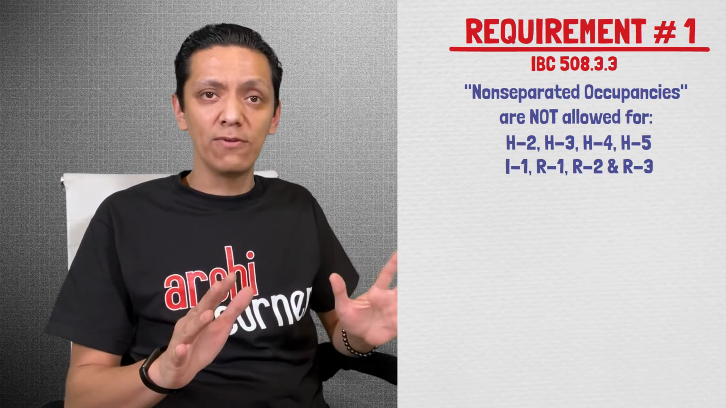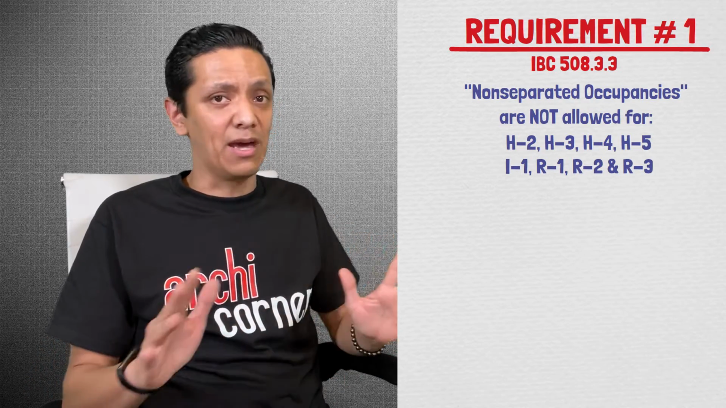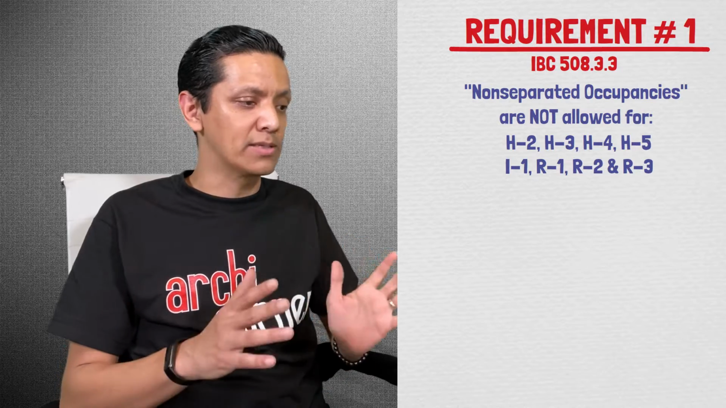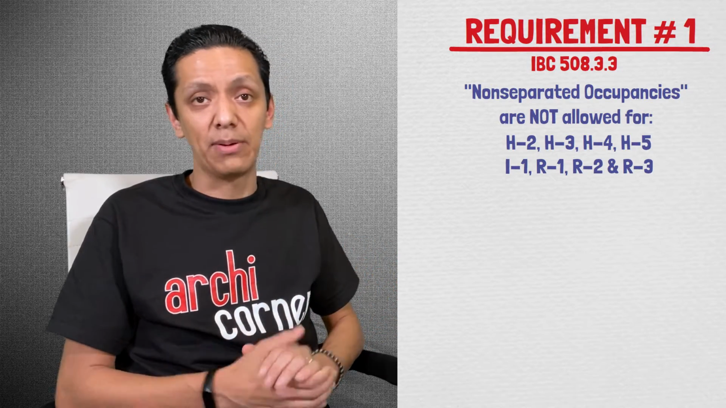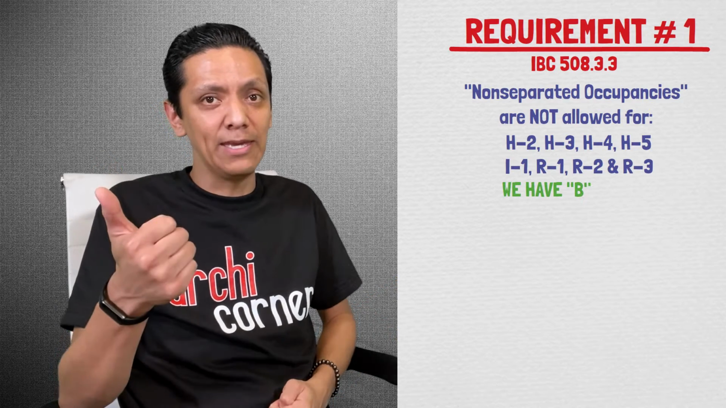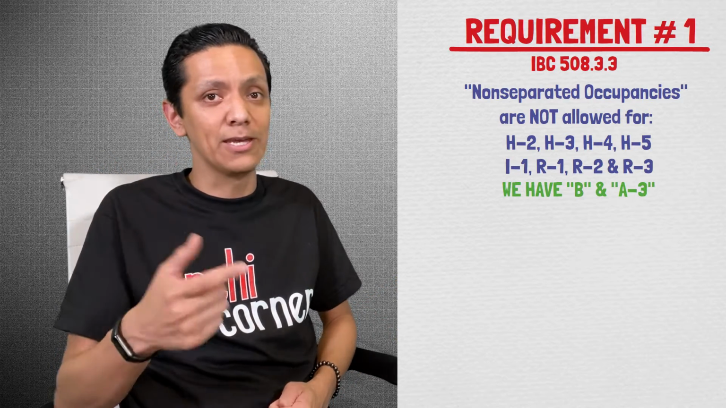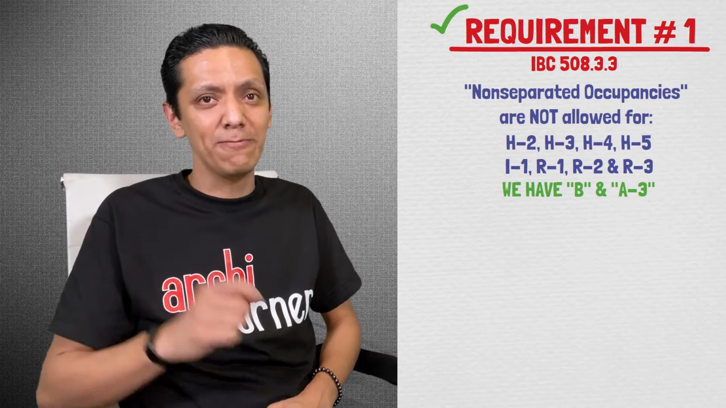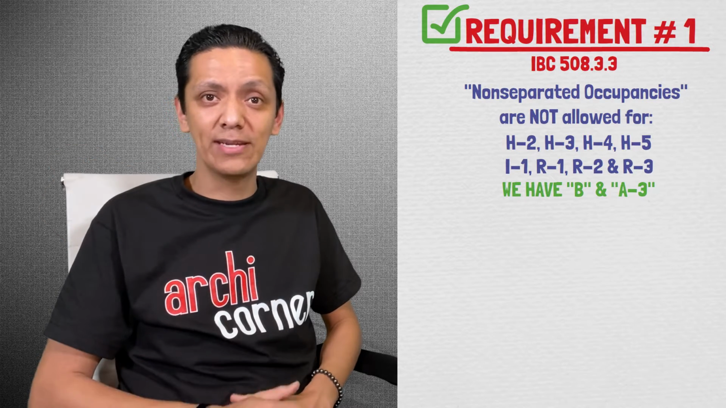So, if we have any of those occupancy groups, we cannot take advantage of the non-separated occupancies. But in our case, this is okay because we don't have any of them. We have a B and an A3 occupancy, so we're good to go. This requirement is a check. Let's go on to the next requirement.